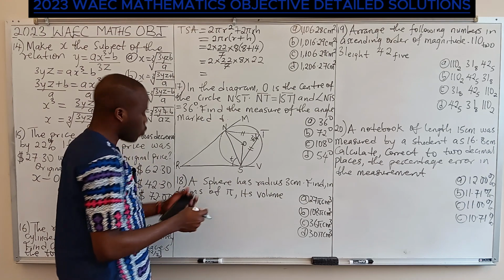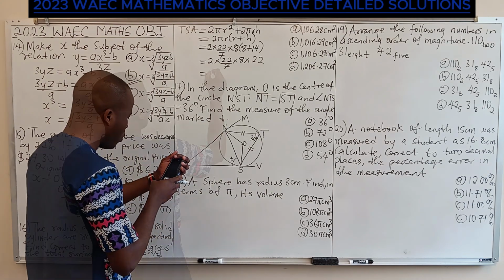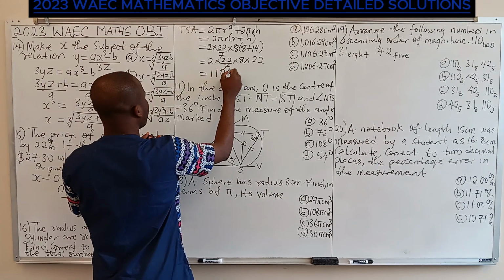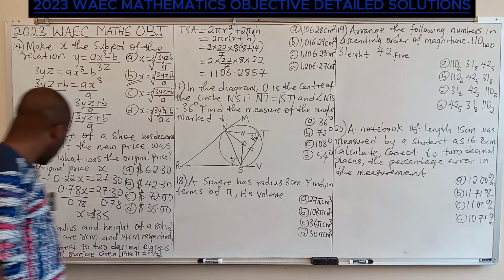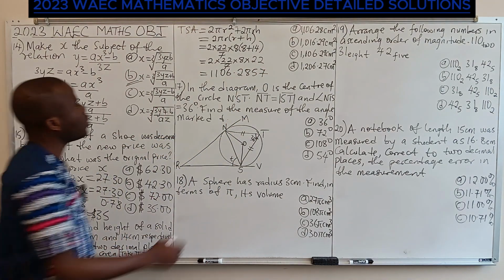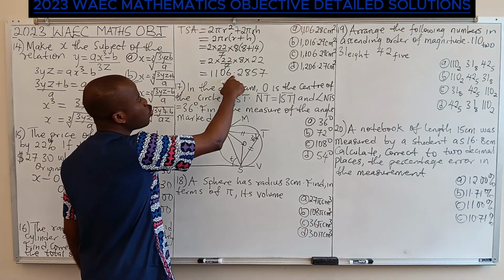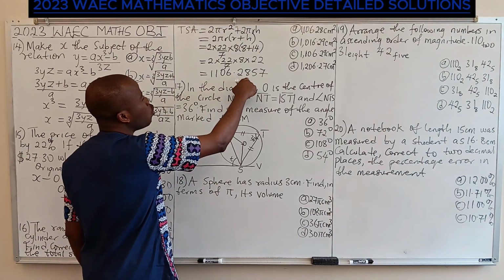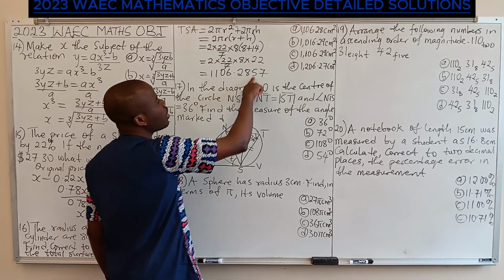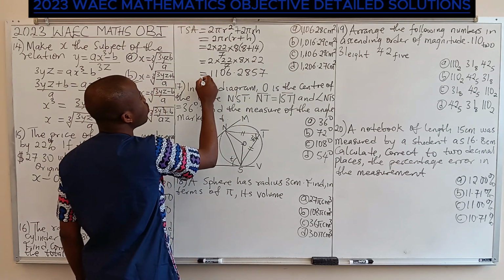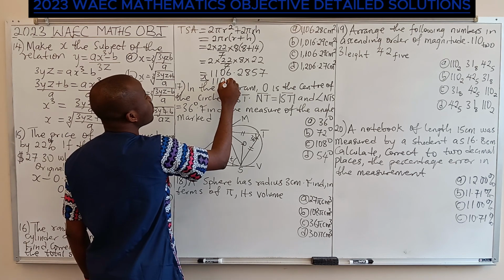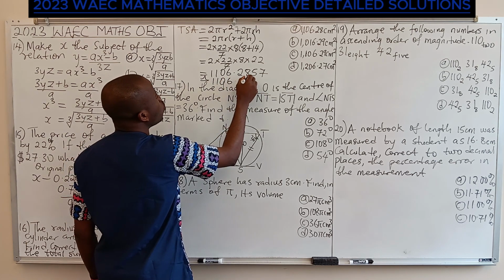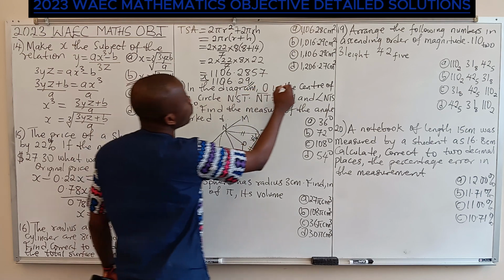If we multiply this all together, we will have 1106.2857. We should approximate it to two decimal places. Two decimal places means two places after the decimal point, 1, 2. Because the next digit is up to 5, we round it up and add it here. So this is approximately 1106.29, which is C.